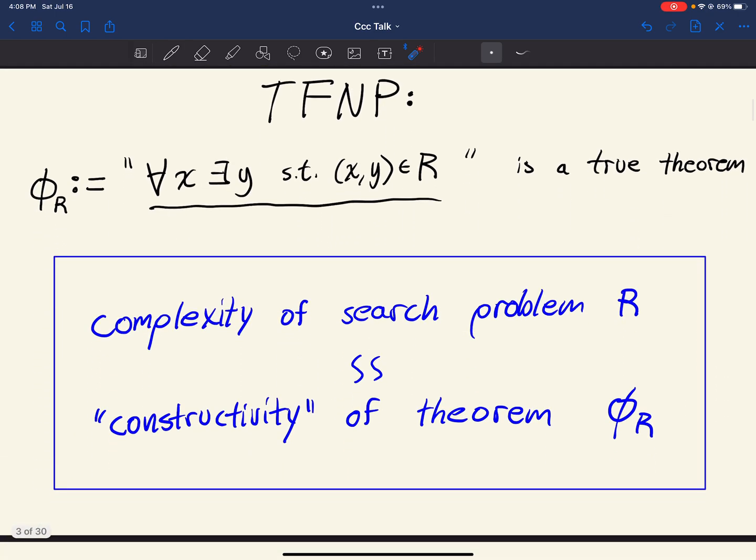Now, the subclass of FNP known as TFNP consists of the relations for which the following theorem holds: for all x, there exists a y such that xy is in the relation. In other words, for every instance of this problem, there is always a solution. And the reason I phrase it in terms of the truth of this associated theorem, which I'm calling phi sub r, is that one of the main reasons for studying TFNP is that studying the complexity of the total search problem R is a surrogate way of understanding the constructivity of the theorem phi sub r, stating the totality of this principle. In particular, if a theorem is inherently non-constructive, one way to explain what that means is that there's no efficient way, given an x, to find this y which is guaranteed to exist by the theorem.